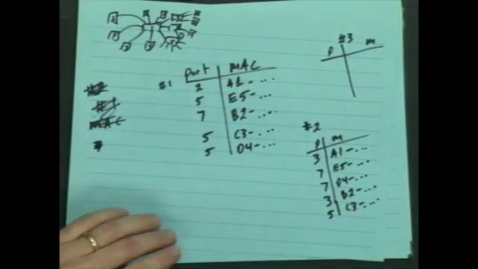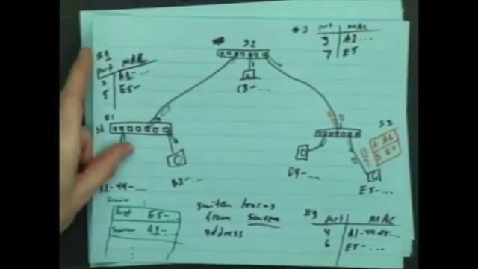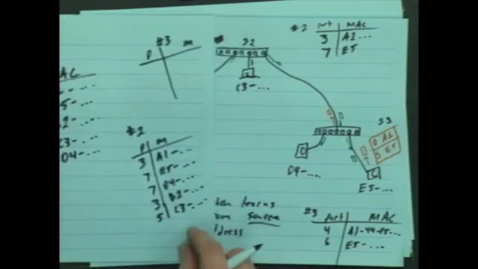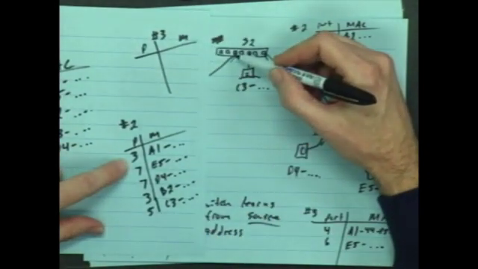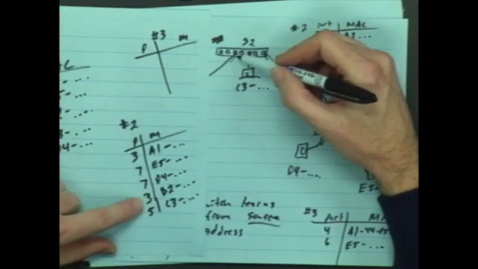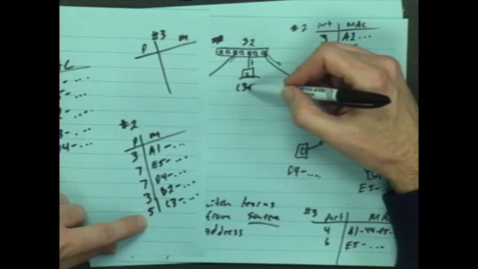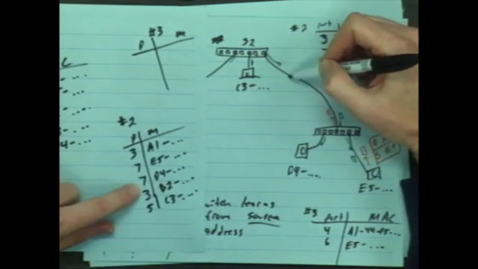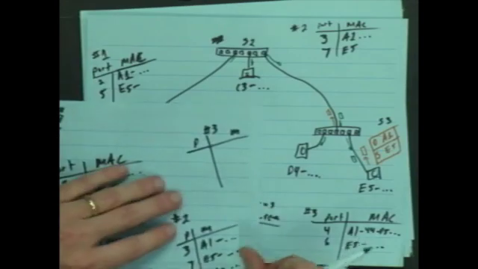Okay, so let's just go through this again. So there's my original diagram, and here's switch 2, right? So port 3 here, that's how I get to A1 and B2. Port 5 is where C3 is connected. And then port 7, which is out here, that's where E5 and D4 are. Right? So let's finish off switch number 3.